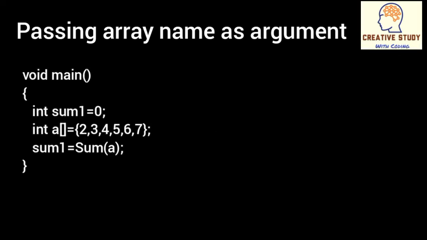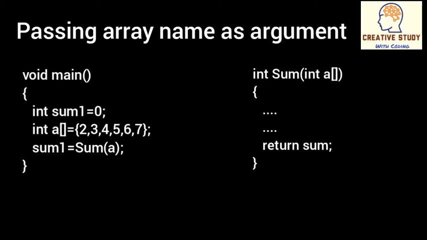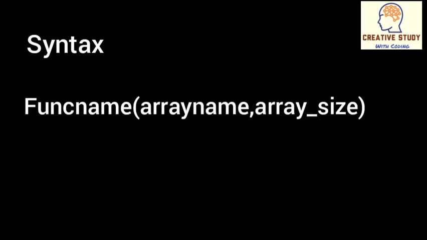As we know that the array name contains the address of the first element, so we need to pass only the name of the array in the function. The array defined as the formal parameter will automatically refer to the array specified by the array name defined as an actual parameter. Let's see its syntax: function name and array name and rest of the arguments passed in the argument list.